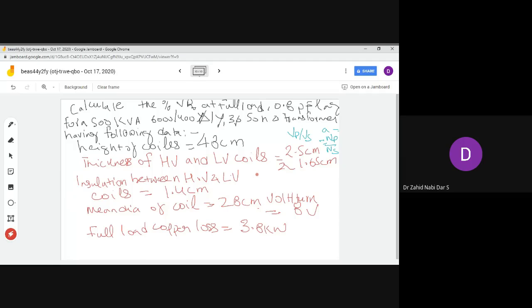So what would the IP value be? KVA rating is VP into IP. It's a three-phase transformer, so it would be root 3 VP into IP. So that is your KVA. KVA mentioned here is 500 KVA. So 500 would be root 3 VP into IP. VP is given, 6000. You can get the value of IP from this particular problem.